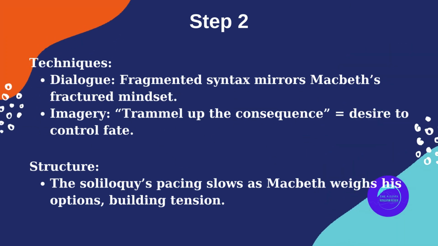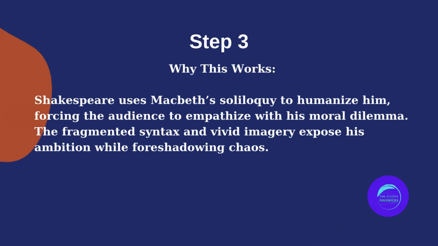Step 2. Key techniques. Dialogue. Macbeth's soliloquy reveals his inner turmoil. The fragmented syntax, "If it were done, then 'twere well," mirrors his fractured mindset. Imagery. Metaphors like "trammel up the consequence" and "bank and shoal of time" suggest his desire to control fate. Structure. The soliloquy's pacing slows as Macbeth weighs his options, building tension.